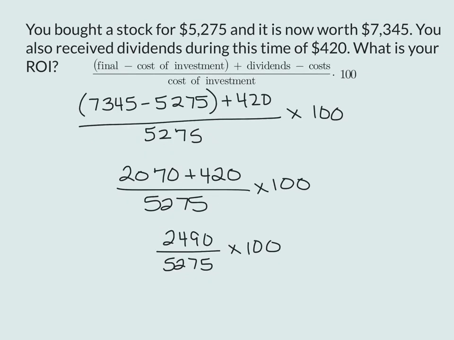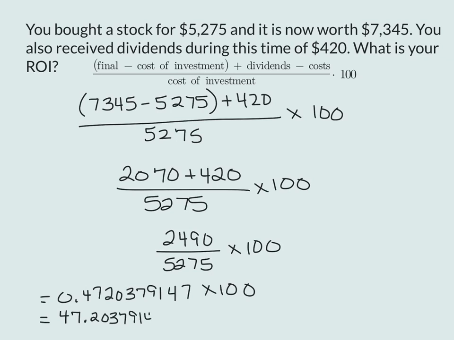Next, we need to divide 2,490 by 5,275, and we get a decimal of 0.47203791. And we'll multiply that by 100 to give us a value of 47.20379147%.